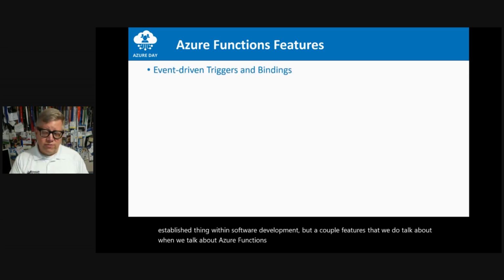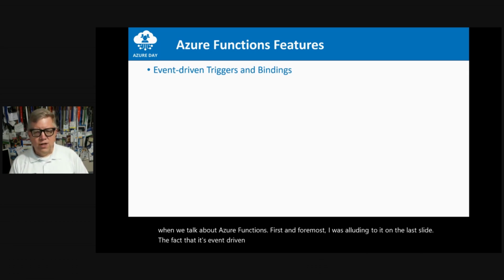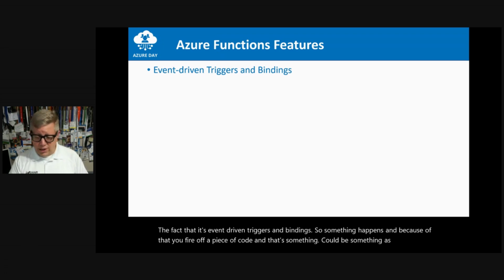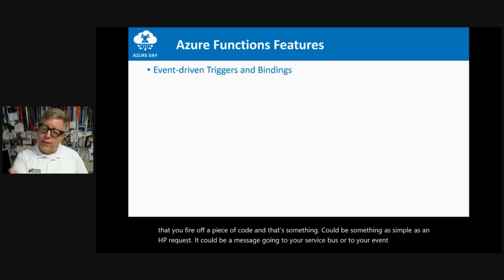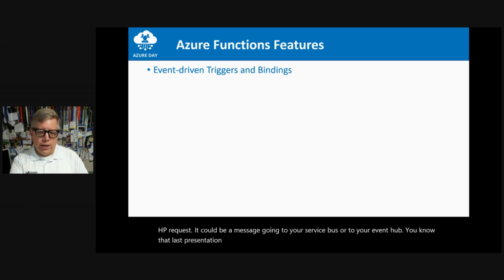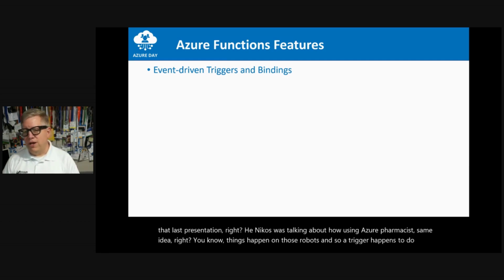First and foremost, I was alluding to it on the last slide, the fact that it's event-driven triggers and bindings. So something happens, and because of that, you fire off a piece of code. And that something could be something as simple as an HTTP request. It could be a message going into your service bus or into your event hub. That last presentation, right? Nikos was talking about how you're using Azure Functions. Same idea, right? Things happen on those robots, and so a trigger happens to do what needs to be done.